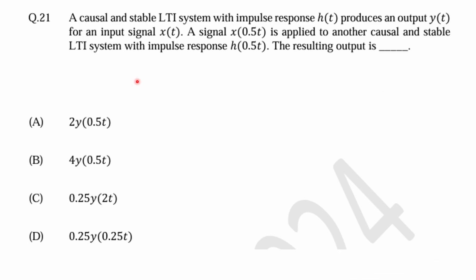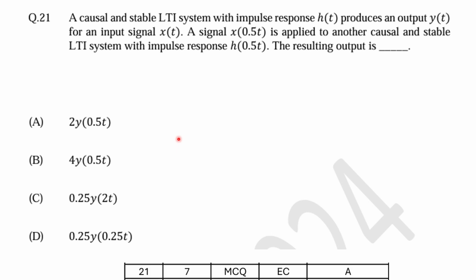The question is: a causal and stable LTI system with impulse response h(t) produces an output y(t) for an input signal x(t). So the impulse response h(t) is the transfer function, y(t) is your output and x(t) is your input. Now a signal x(t/2) is applied, which is another input to the stable LTI system with this impulse response. So what will be the output? Input and transfer function are given. As per the answer key, option A is correct, that is 2y(0.5t).